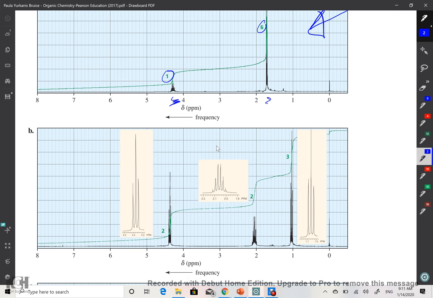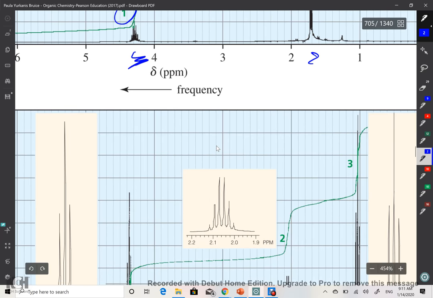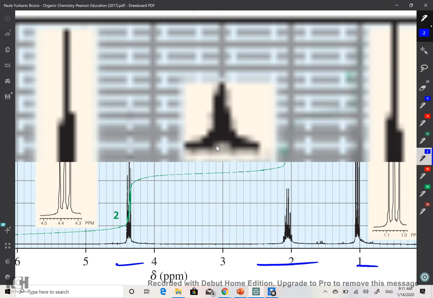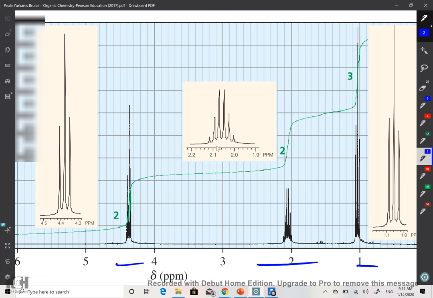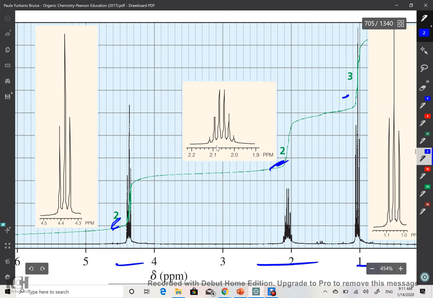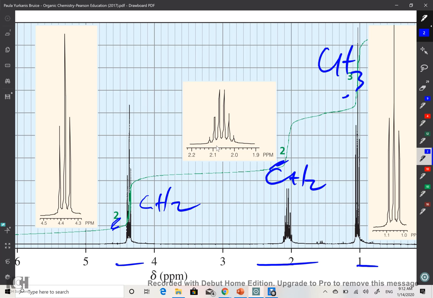What about B? B we have three signals. Does that make sense? B we have three signals, meaning we have three different types of proton. And so in terms of the ratio, 2:2:3. I'll be tempted to say CH2, CH2, CH3. Does that make sense? 2:2:3.